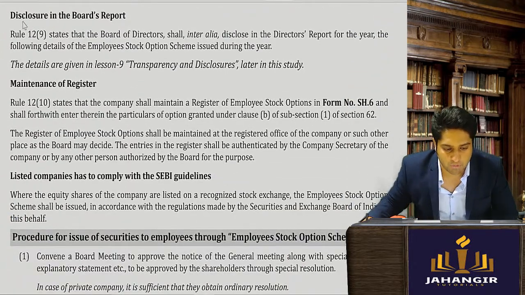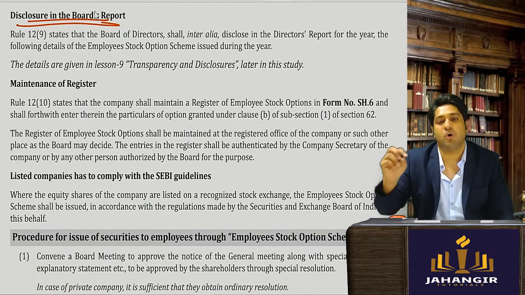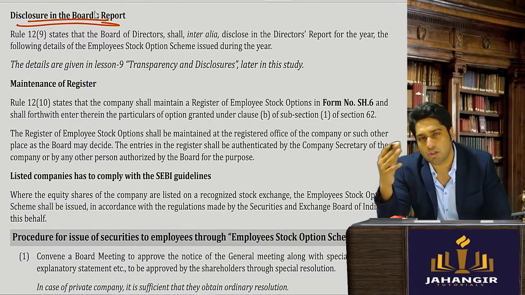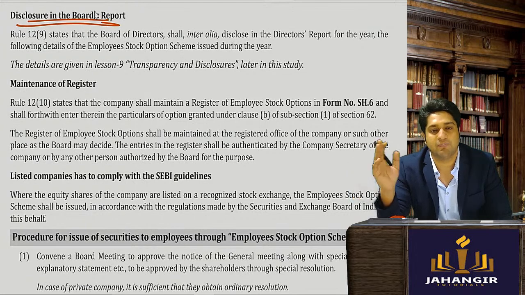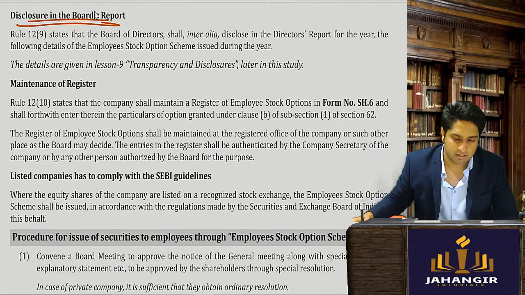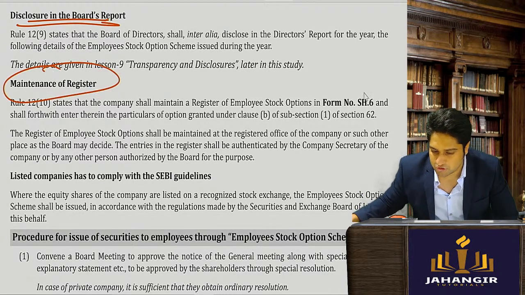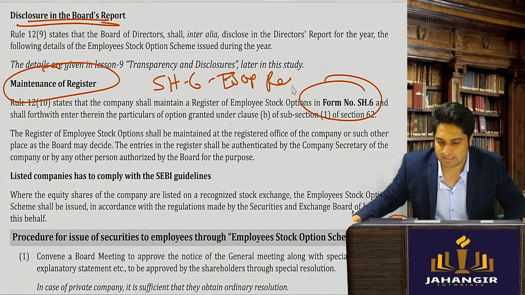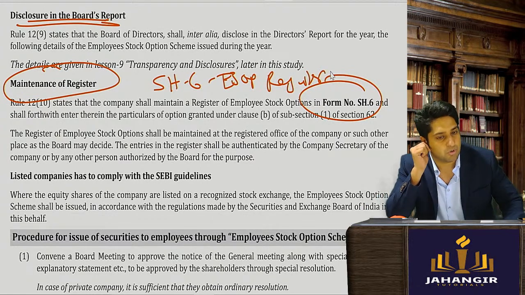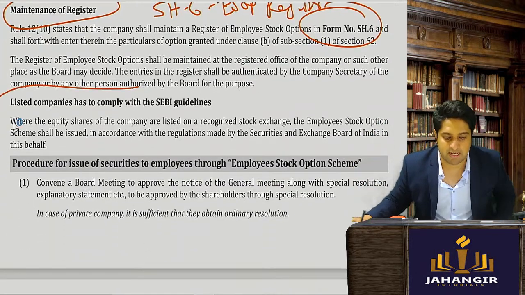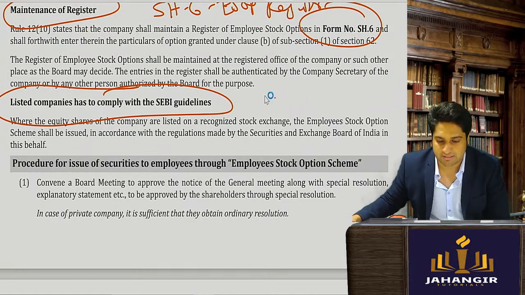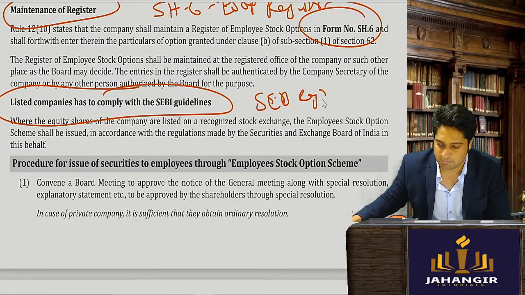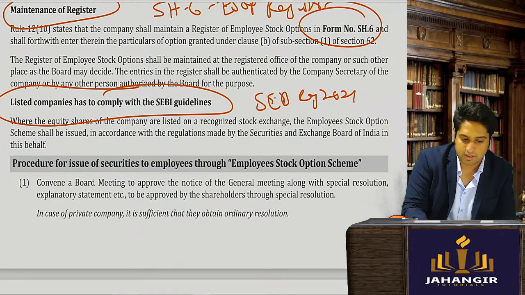Next is disclosure in the board report. So what is the disclosure in the board report? All the details of the ESOPs will be given to the shareholders and attached in the board report. Company has to maintain a register of ESOPs in SH-6. So maintain a register in SH-6, register for ESOPs. Make a note. Listed company will have to follow new regulations, that is the SEBI regulations, which have come in 2021.